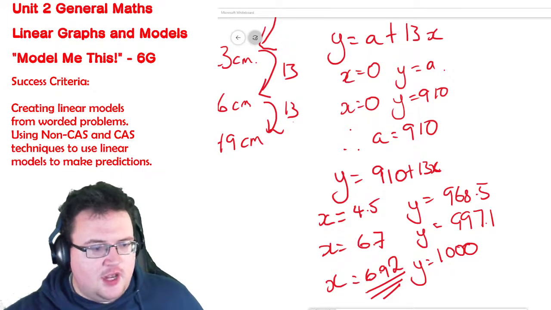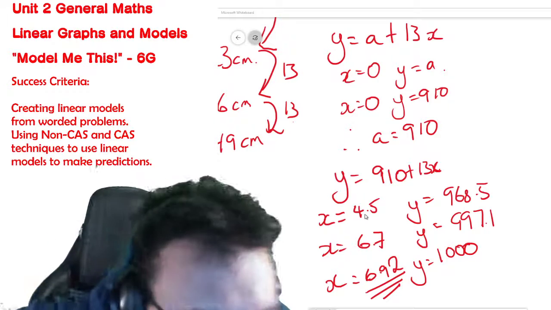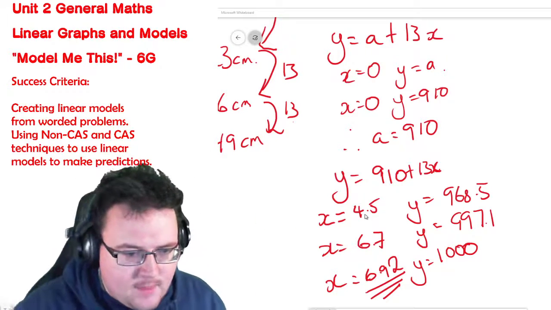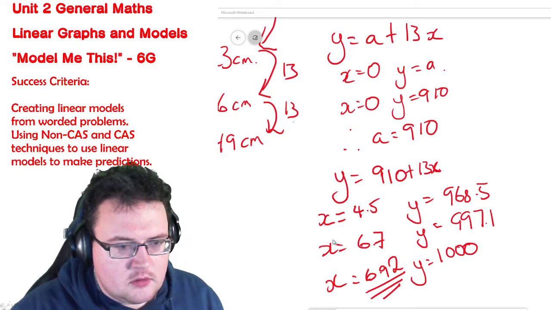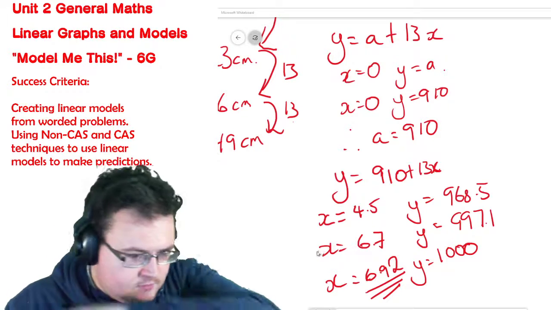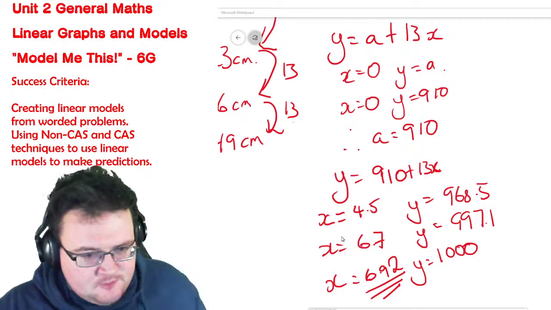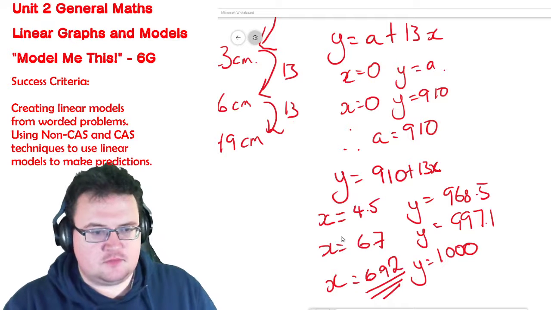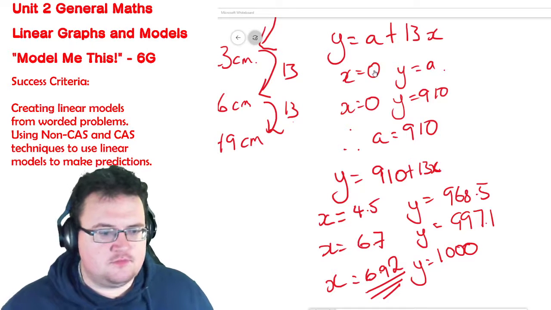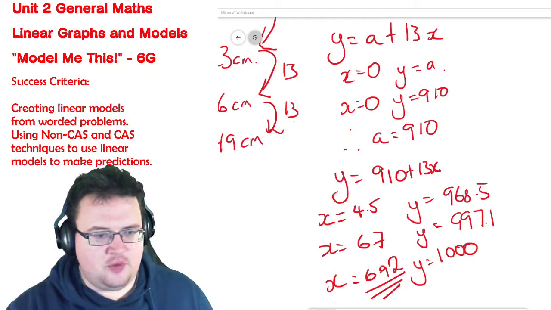So, the next thing we're going to look at is a model, but we're going to use our CAS to help us out. So, we are looking at 6G, and I'm going to ask you guys to open up and have a look at question 5.